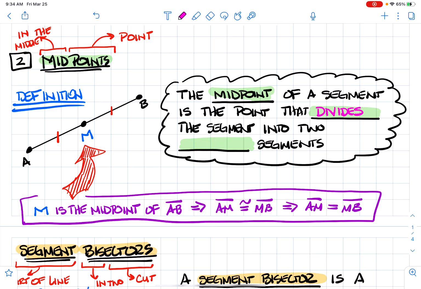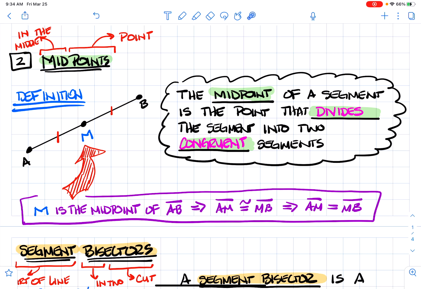okay, as a point that divides the segment into 2 congruent, there's that word again. Remember, we've talked about that word in the last section, 2 congruent segments. So same size, same shape. So the midpoint of a segment is a point that divides the segment into 2 congruent segments.